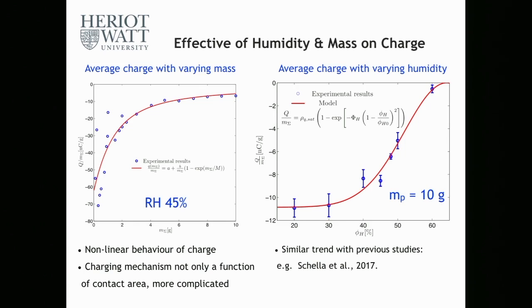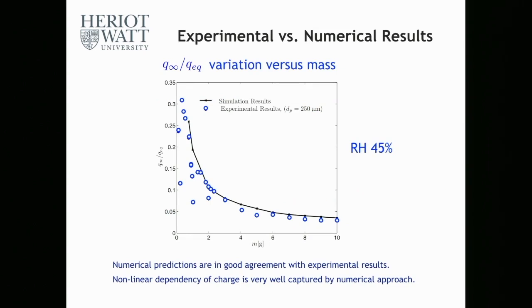And when we look at the second figure, it is the charge versus the humidity level at a constant mass. We can see that as we increase the humidity level, the absolute charge decreases. These results are consistent with previous experimental studies. And then we perform our numerical simulation of this system.